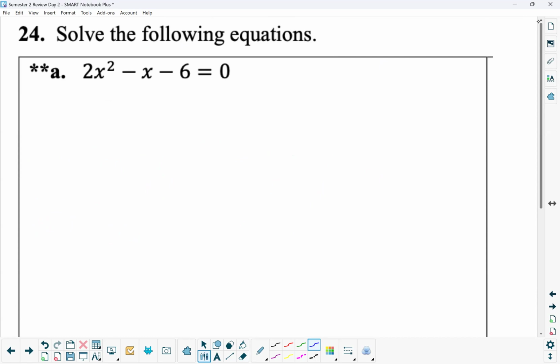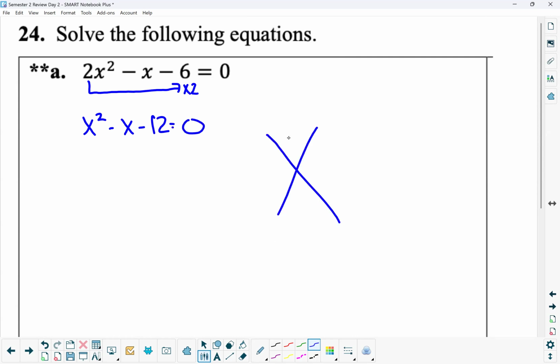Next, 2x squared minus x minus 6 equals 0. Again, if I look for a greatest common factor, I don't have a greatest common factor other than 1. I'm tempted here to look at 2, but this middle term that has a coefficient of negative 1 is not evenly divisible by 2. So now a is not 1, so I'm going to use the slide method. Take the 2, slide it to the end, and multiply. X squared minus x minus 12. 6 times 2 is 12. Find two numbers that multiply to negative 12 and add to negative 1.